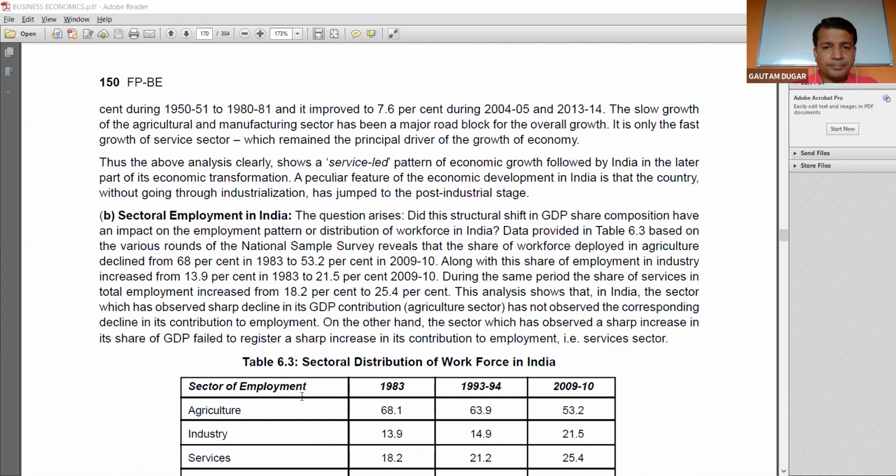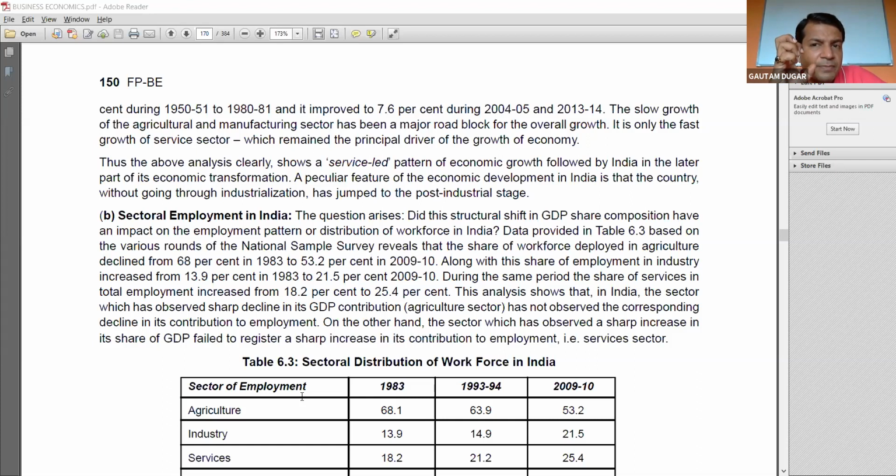Sectoral employment. If you look at it in terms of employment, obviously all the data are not required, but yes, a few of the data, like the recent data, are required. Agriculture employs till now 53% of the total population. Industry employs 21.5% of the total workforce, and the services sector employs 25.4%. Can you see the difference?